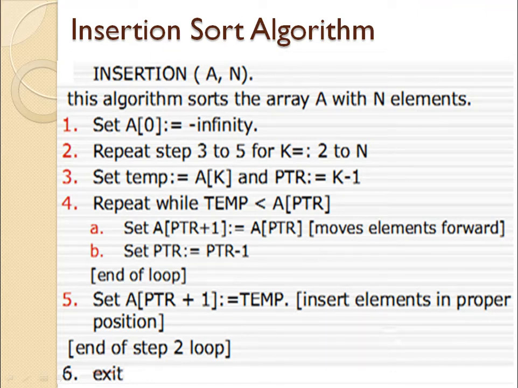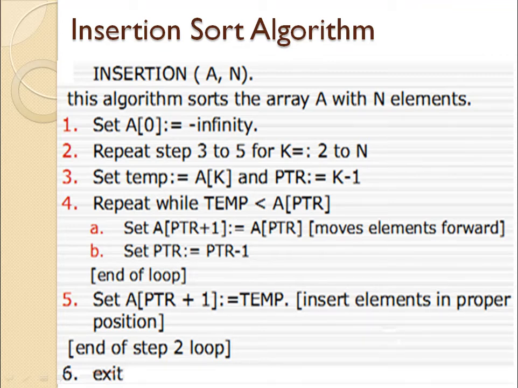So you will compare the temporary element you have selected with all the elements on the left hand side. You change the position of those elements which are greater than it and shift them to the right side, and after the end of the loop you put the temporary element at its correct position. Okay, so this is the algorithm and it is very easy to understand. If you have seen the two examples that we have seen, it will be very easy to understand.